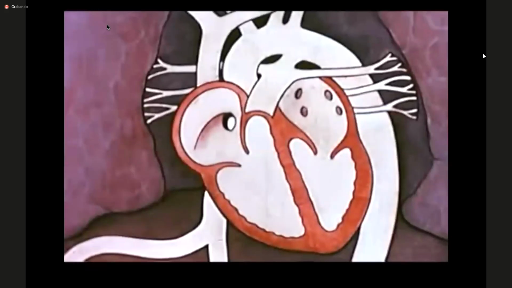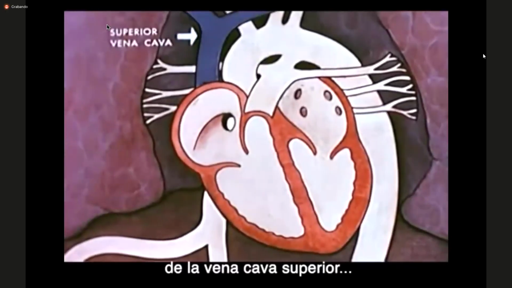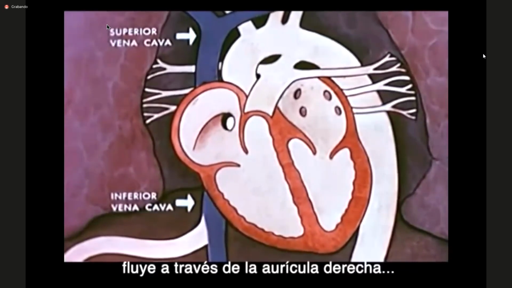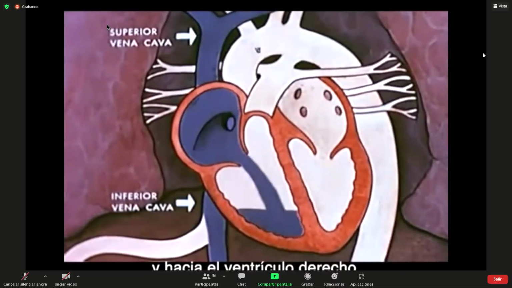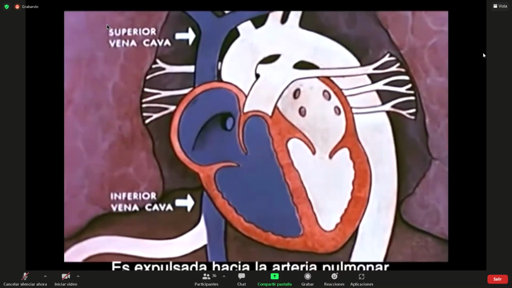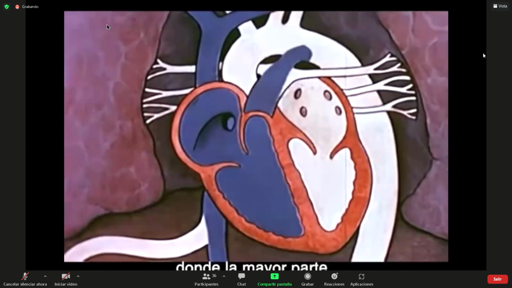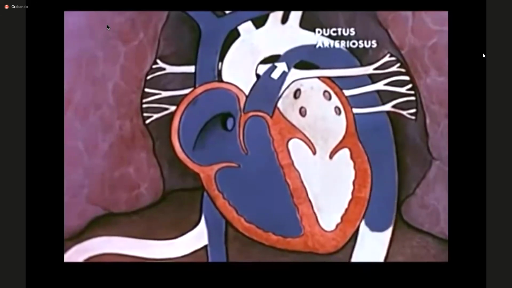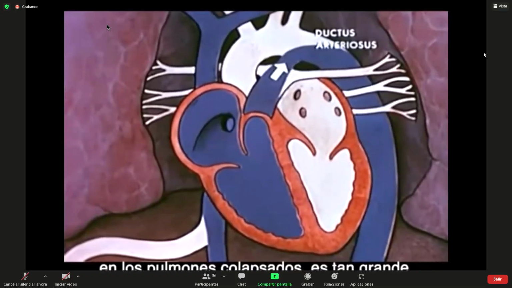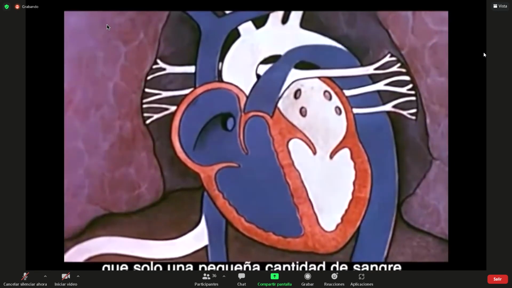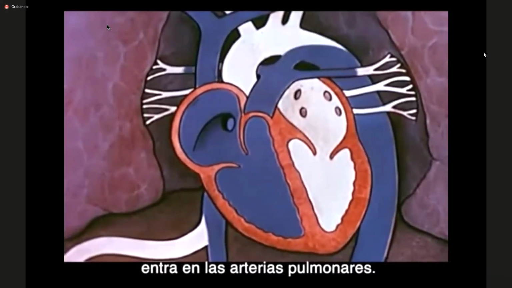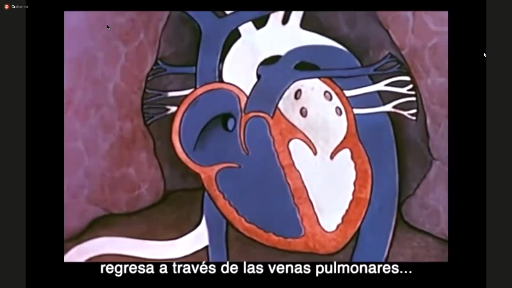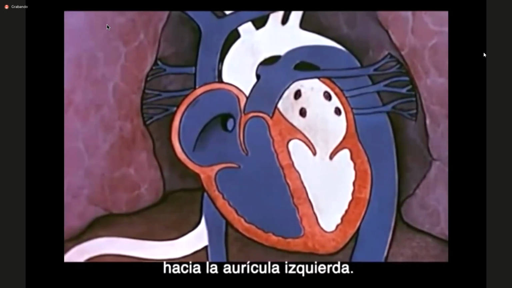Venous blood from the superior vena cava and the inferior vena cava flows through the right atrium and into the right ventricle. It's ejected into the pulmonary artery, where a major portion continues through the ductus arteriosus into the descending aorta. Resistance to flow through the collapsed lungs is so great that only a small quantity of blood enters the pulmonary arteries. A correspondingly small amount of blood is returned through the pulmonary veins into the left atrium.